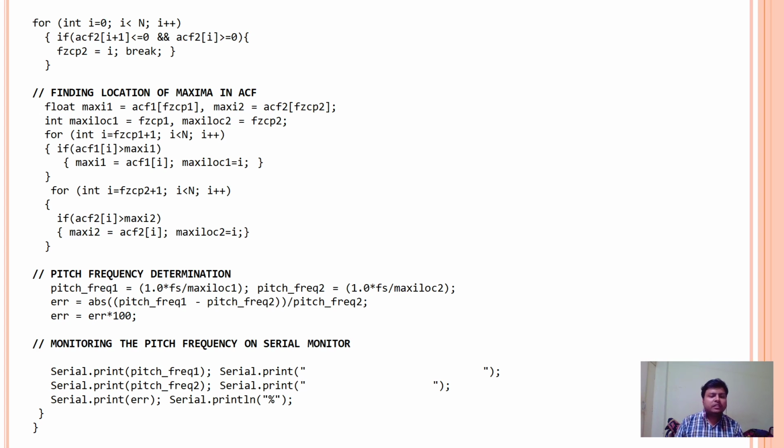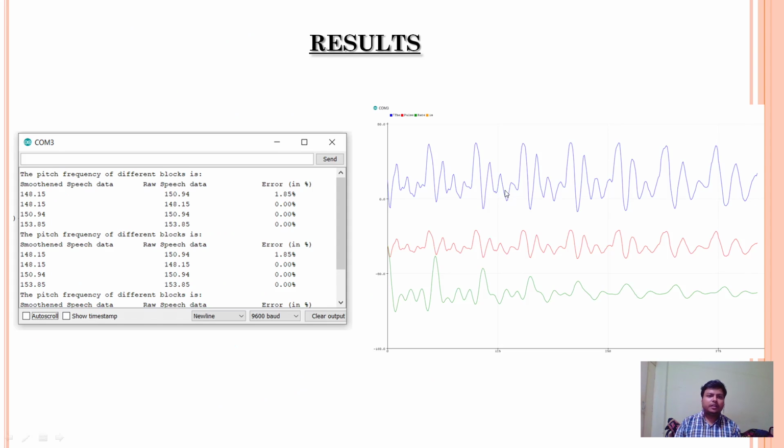Pitch frequency is nothing but 1 upon the pitch period, and the pitch period, we know, is the location of the maximum from the first point divided by the sampling rate. So here we are just dividing by 1.0. Like last time, when finding PPG, which in terms of beats per minute we divided by 60, here we are just finding it in beats per second, so we don't need to divide by 60. Now finally, to find the error for the smoothened and raw speech data, we will perform this error calculation formula, followed by using the serial monitor to display the data.